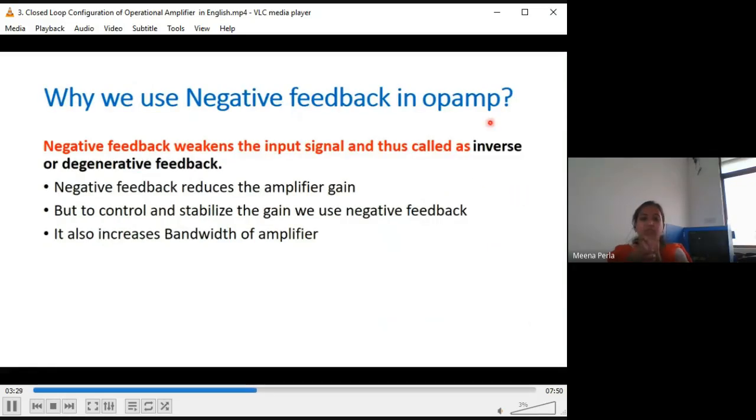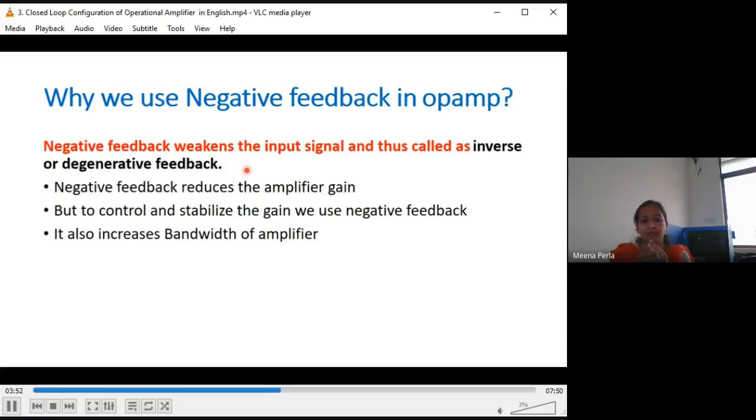So there is one question: why do we use negative feedback in an operational amplifier? As it has been said, positive feedback increases the input signal. Similarly, negative feedback weakens the input signal. And therefore, it is also called inverse or degenerative feedback.